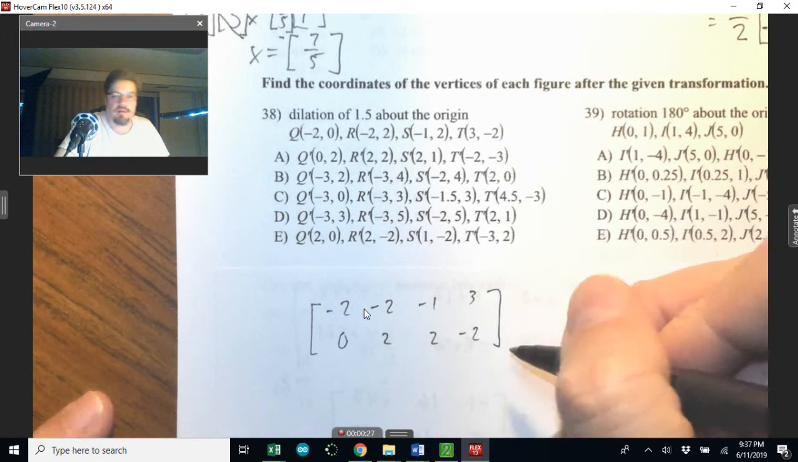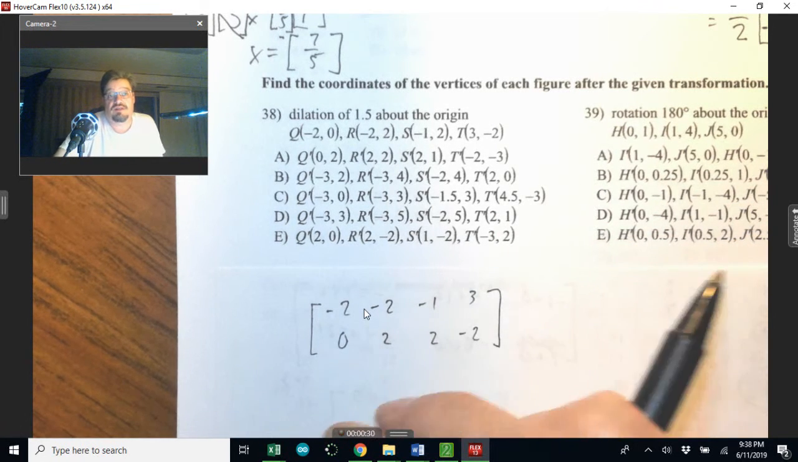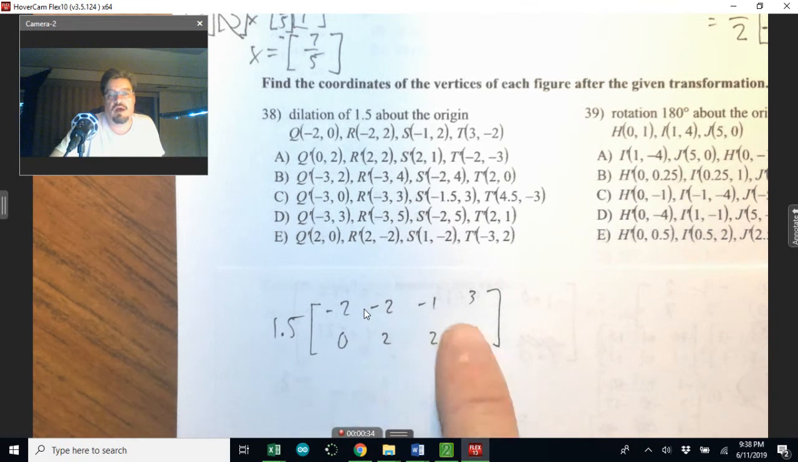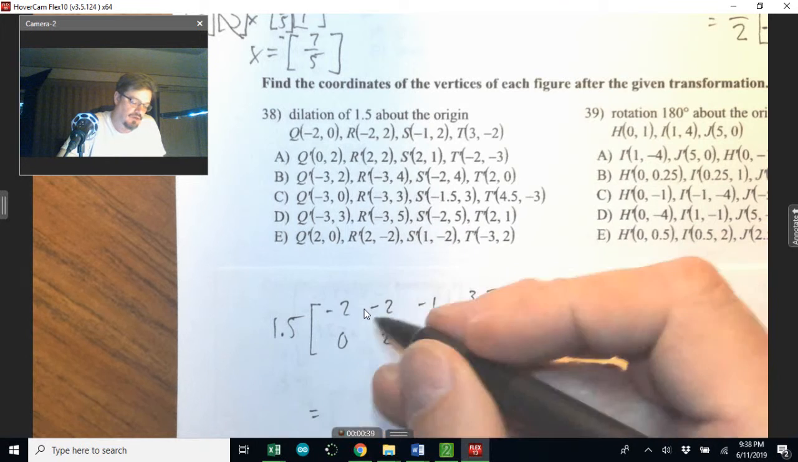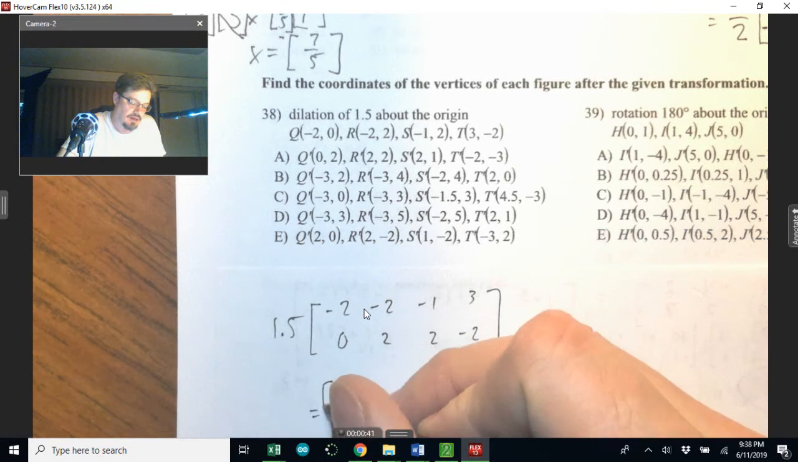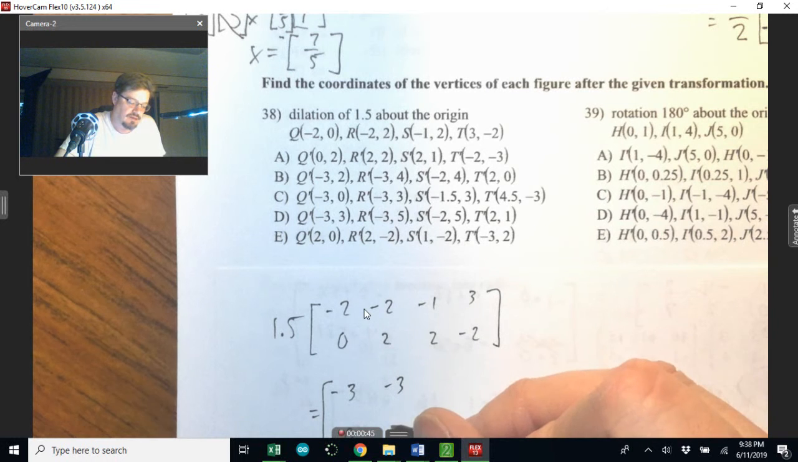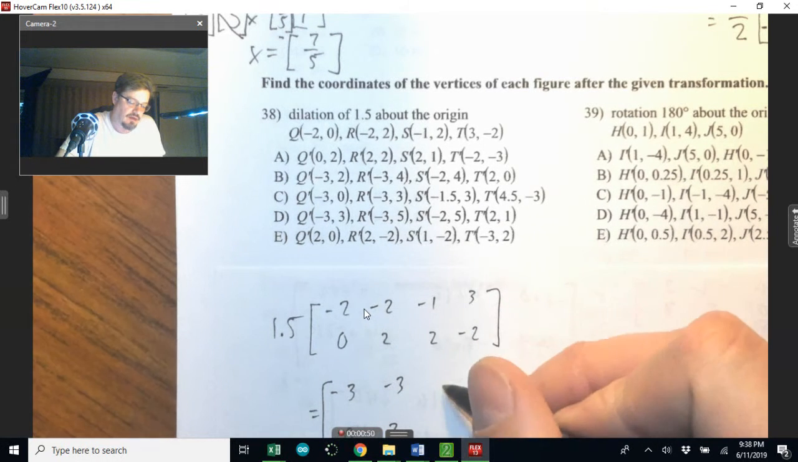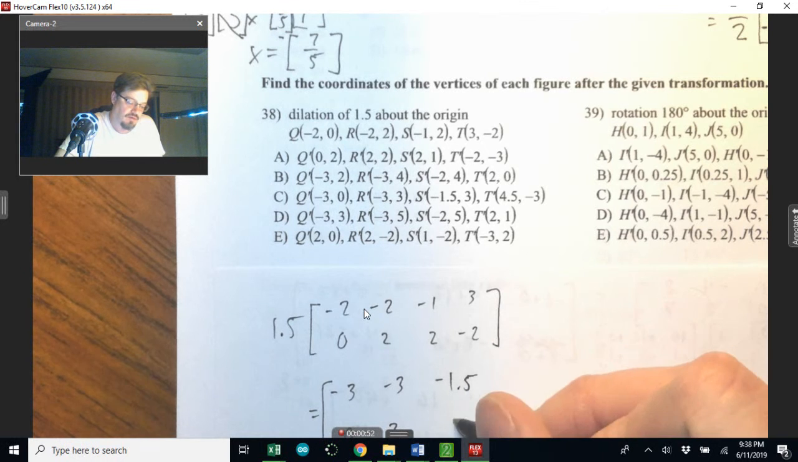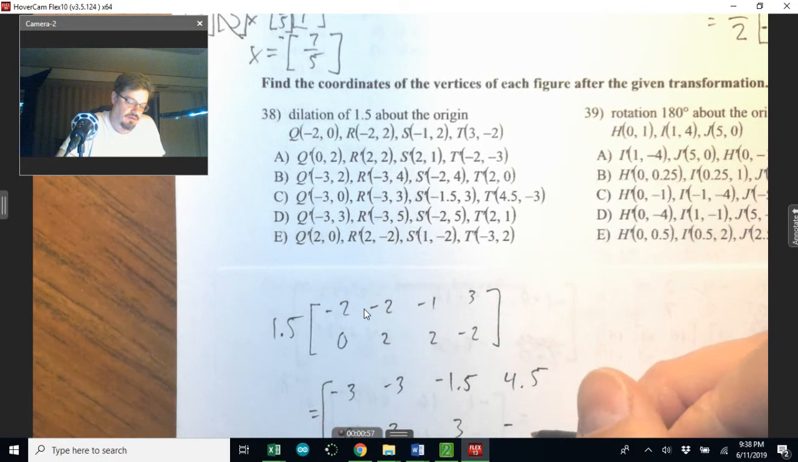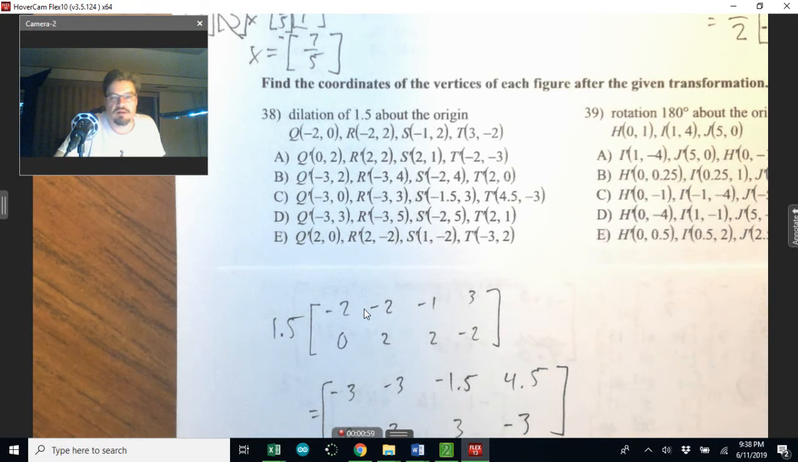Okay, so now we have that point, and a dilation is just a straight up scalar multiplication of 1.5. So we're going to distribute this over all 8 elements here. You're going to get negative 3, 0, negative 3, 3. This one will be negative 1.5, 3, and this one will be 4.5, negative 3. Okay, and it looks like that one.